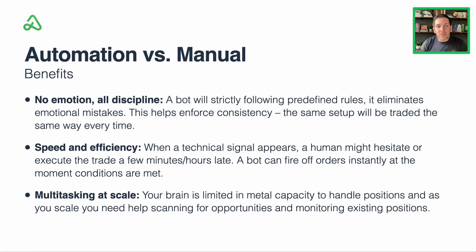But I do want to go through this because I think it's really important just to understand these benefits and drawbacks. The benefits of automation versus manual when it comes to technical analysis, of course, first is no emotion, all discipline. A bot is strictly going to follow your predefined rules, and it's going to eliminate any emotional mistakes. So if you tell your bot, you got to have a buy signal below 30, then it's got to be below 30. It can't be 32, can't be 33. It's got to be that.